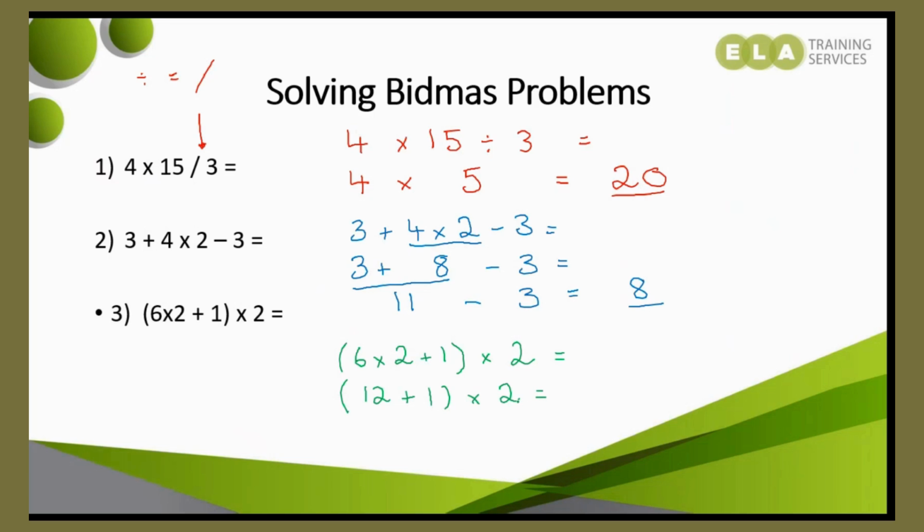Now this might appear a really long-winded way of doing BIDMAS, but it helps keep your calculations in order so that you're following the process correctly. We then end up with 13 times 2, which then our answer is 26. And that is how we solve BIDMAS problems.